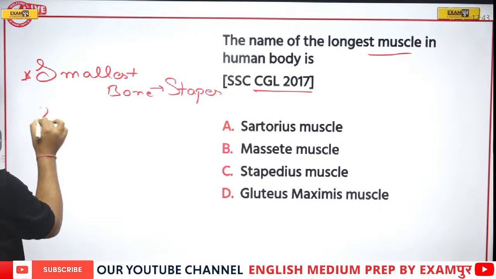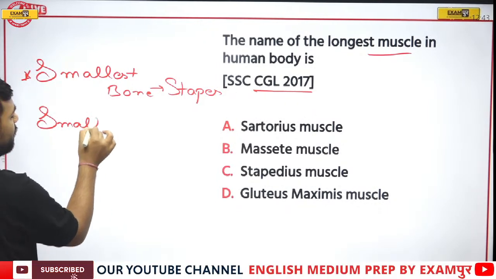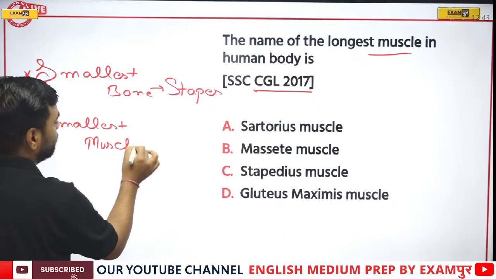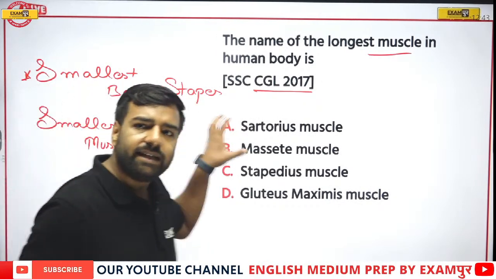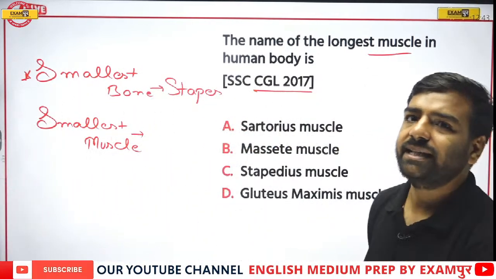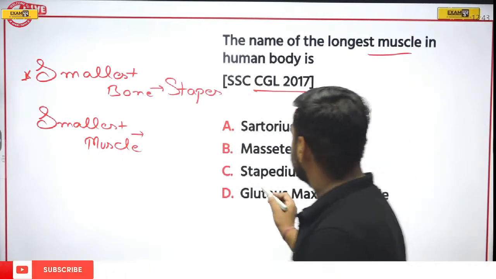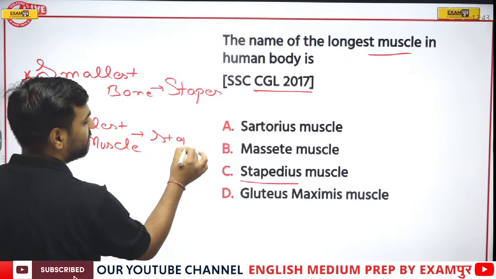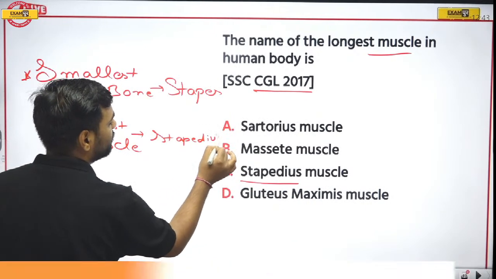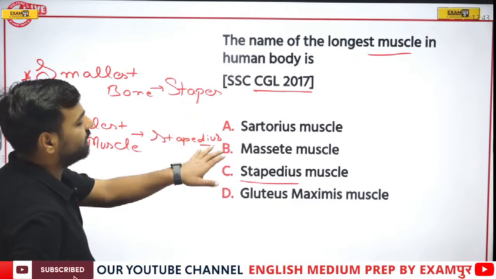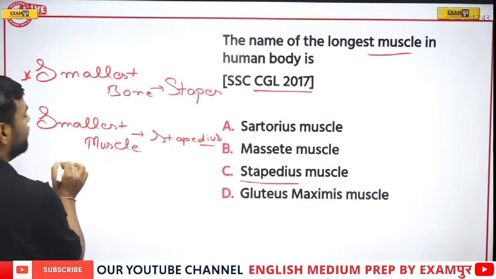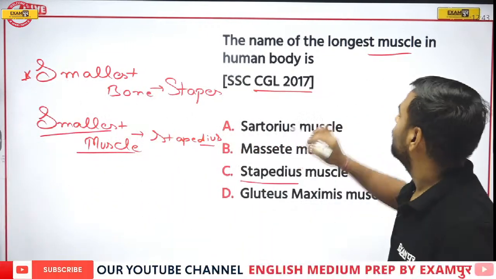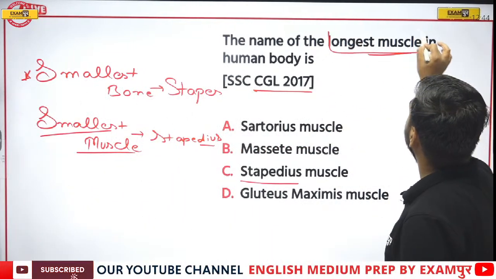The smallest bone was stapes. But if I talk about the smallest muscle, it is again at the same location. Ram is with C, that is stapedius. Ram, that's true if I'm talking about the stapedius muscle. So it is the smallest one, stapedius. You have just added idius after stapes, correct? So stapedius is the smallest muscle. And in the question, what is asked? It is asked about the longest muscle.